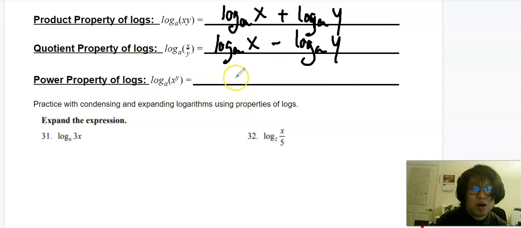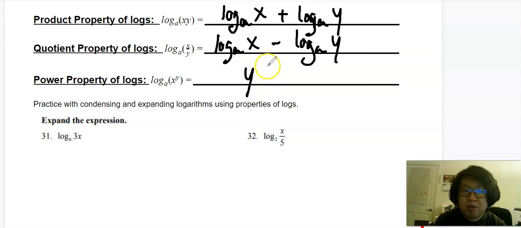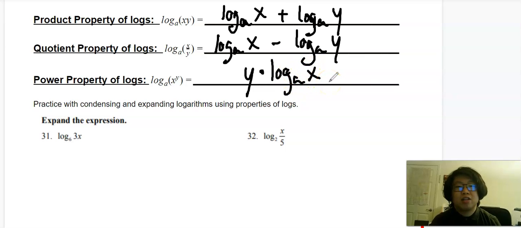The last one here is the power property of logs, and this one is pretty simple. If you have x to the yth power, you can rewrite your argument as an exponent. Then you can simply separate them by putting the exponent out front, y times log base a of x. Those are our three properties, and we're going to use them to expand and condense different expressions involving logs.